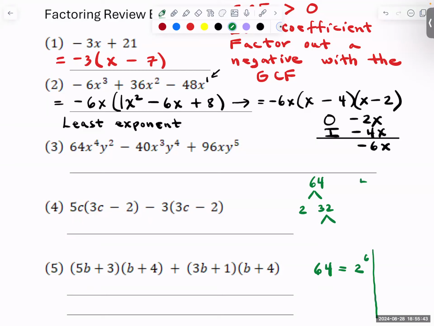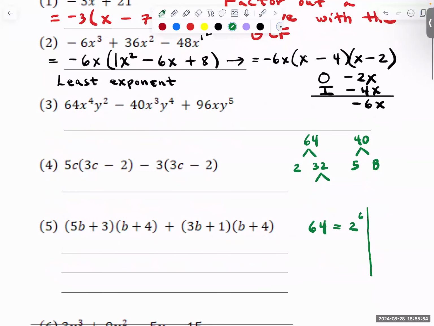And then we'll go to 40. You can break that down as either 2 times 20 or 5 times 8. And let's go with 5 times 8. And 8 is 2 cubed. So underneath 64, we have 40 is 8, which is 2 to the 3rd, in a column with powers of 2, times 5. And 5 goes in its own column as a separate prime number factor.